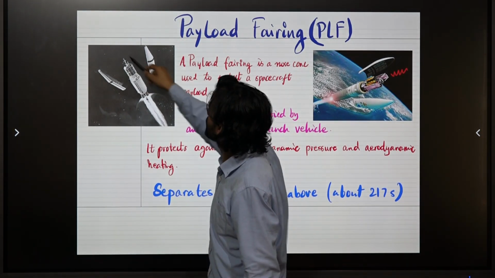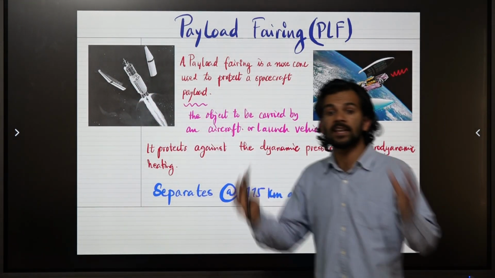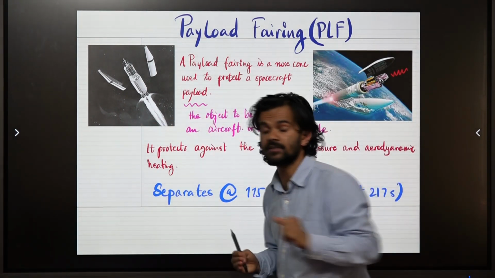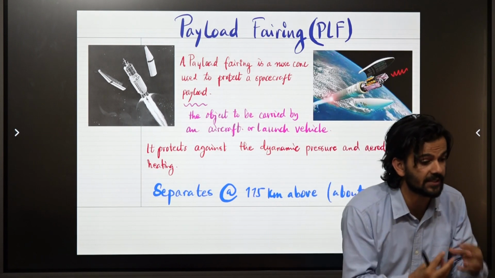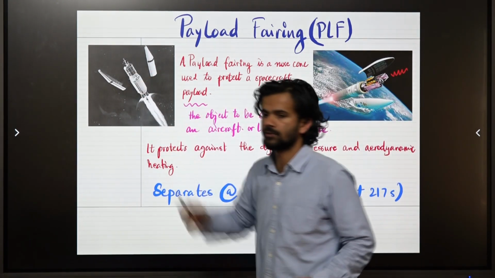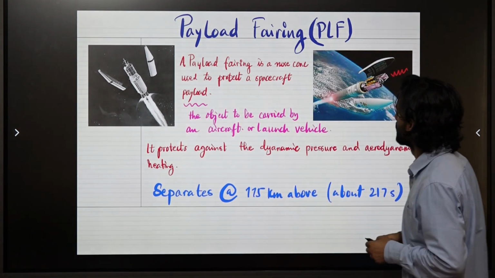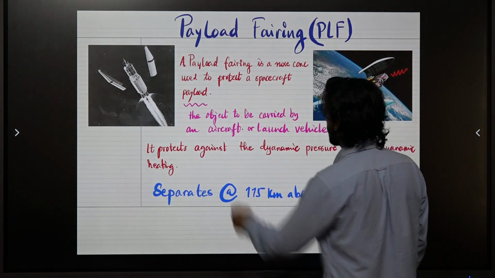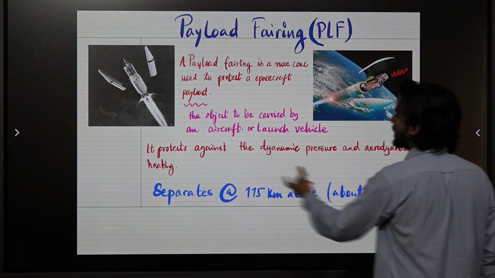This heart should be protected because the Earth has an atmosphere. It can create a lot of trouble when it's moving too fast. When things are moving too fast, it can create friction and it can burn, right? So we don't want to spoil the whole thing. So that provides the safety. The object is carried by the launch vehicle. It protects against dynamic pressure and aerodynamic heating.